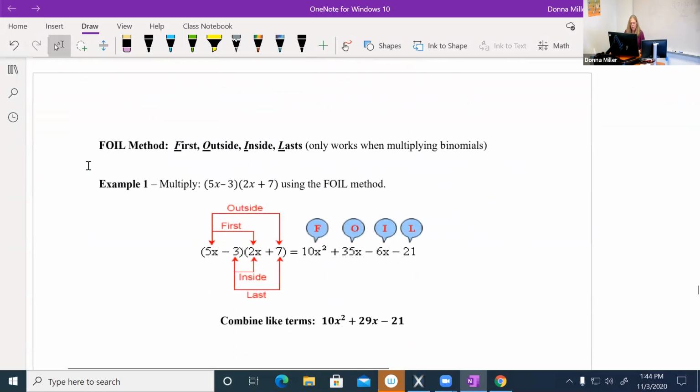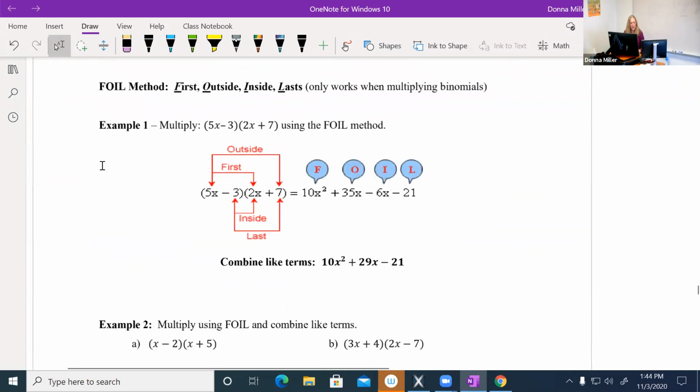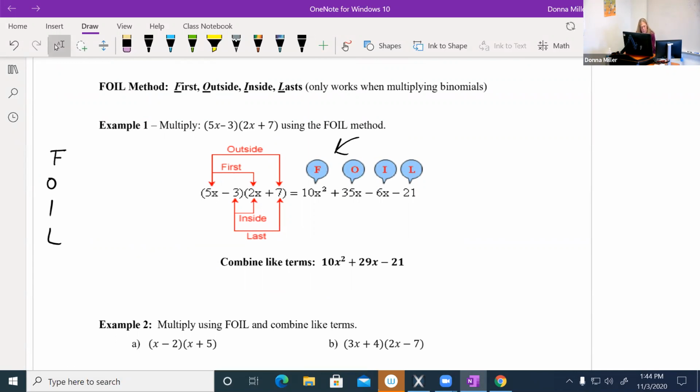All right, so let's talk about multiplying a binomial by a binomial. A binomial means 2 terms by 2 terms. All right, you're still multiplying every term by every term. They nickname this FOIL because when you do this, FOIL stands for you multiply the firsts, outsides, inside terms, and lasts.